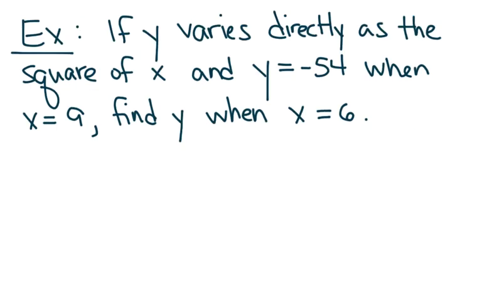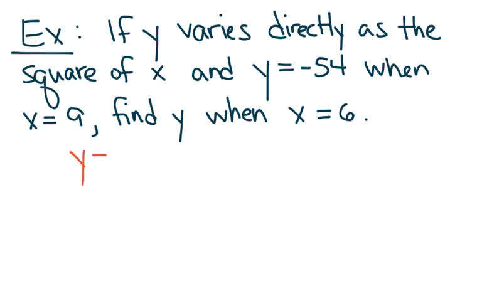So when we did these problems last year, we showed you how to do them in two different ways. I will go over both of those methods. So in this example, if y varies directly as a square of x, and y is equal to negative 54 when x equals 9, find y when x equals 6. One way we had of doing this problem was to start with the given information and determine the constant of variation, so that we would have an equation we could use to find the end result.